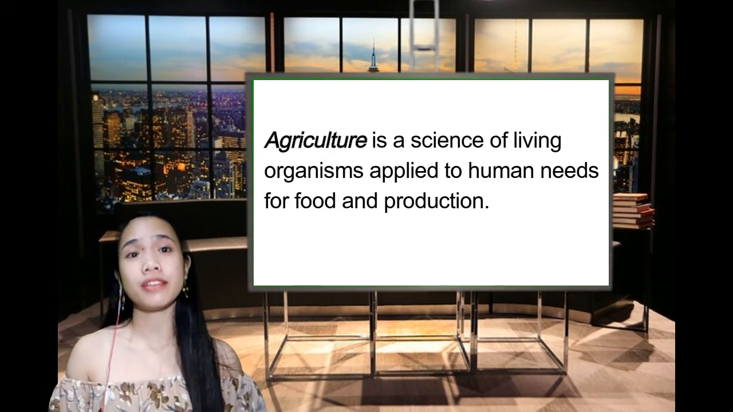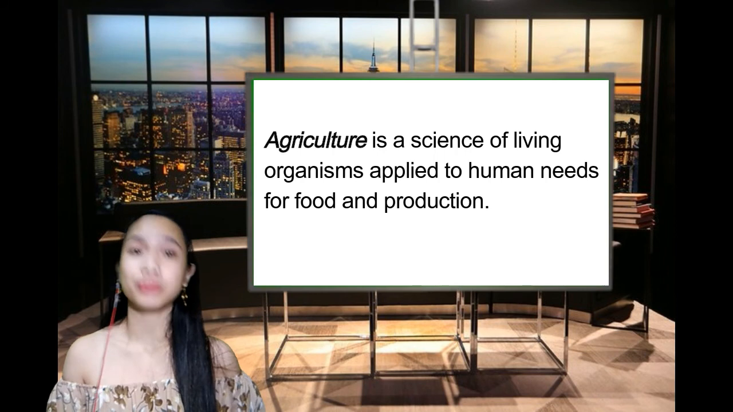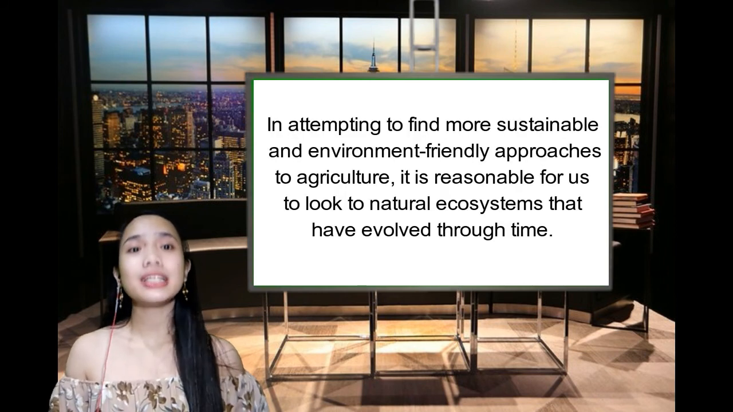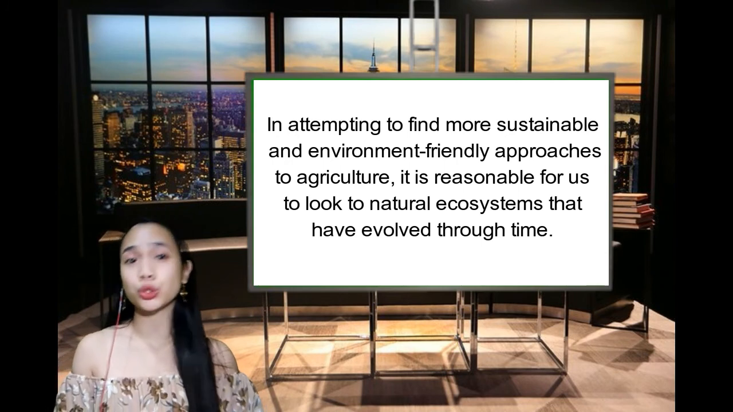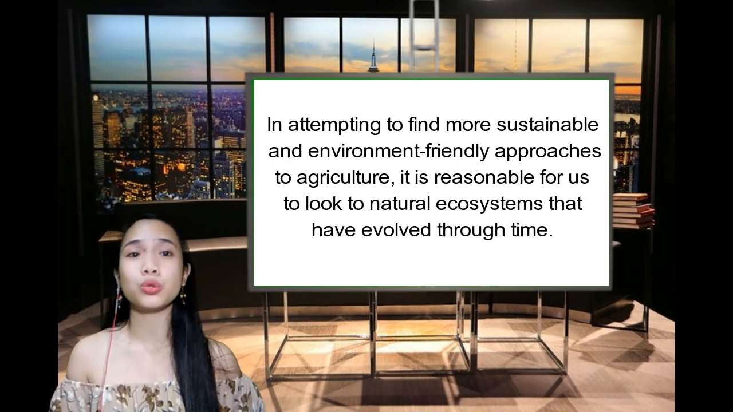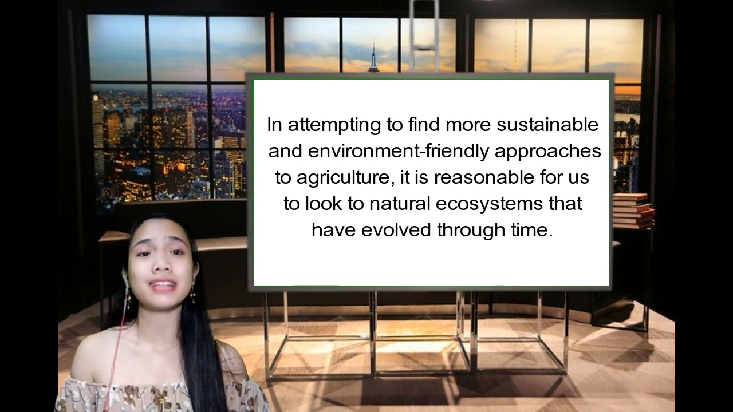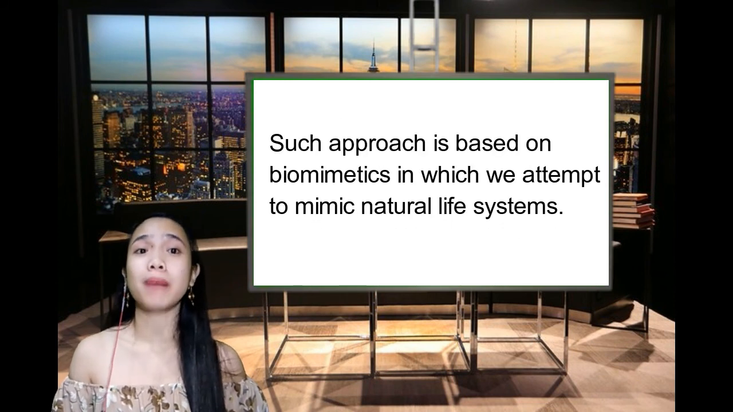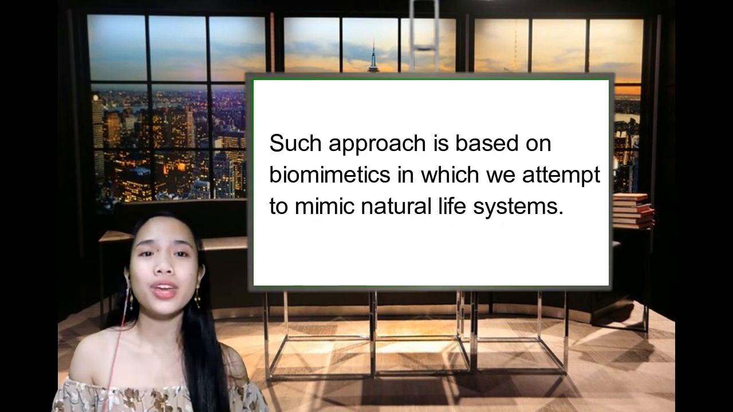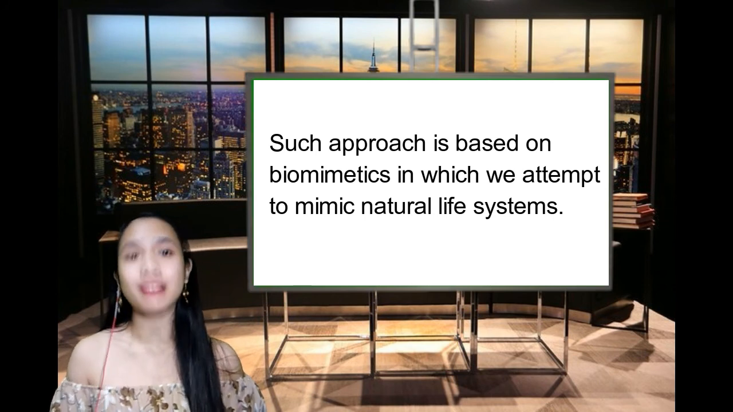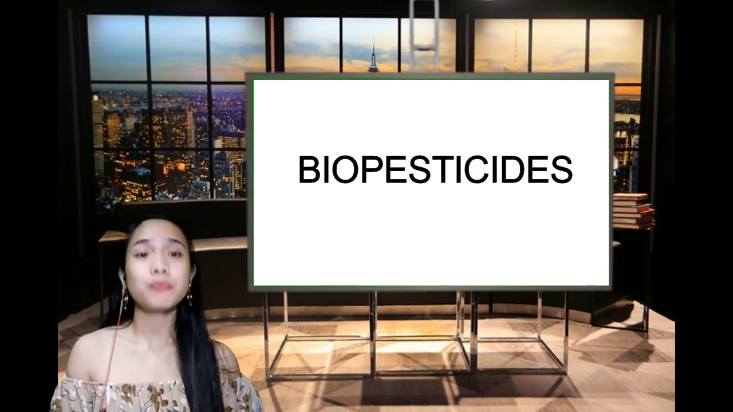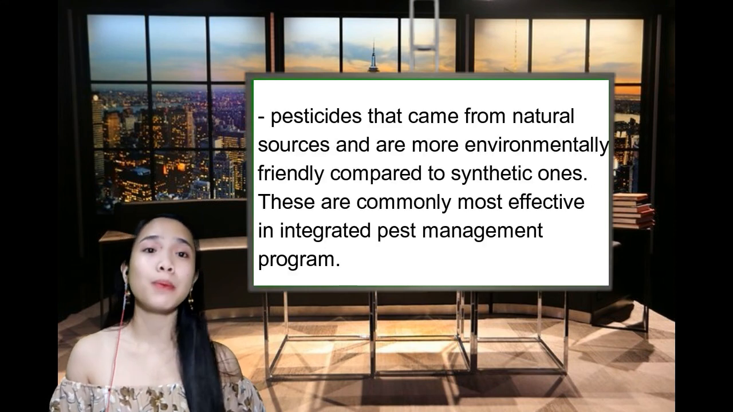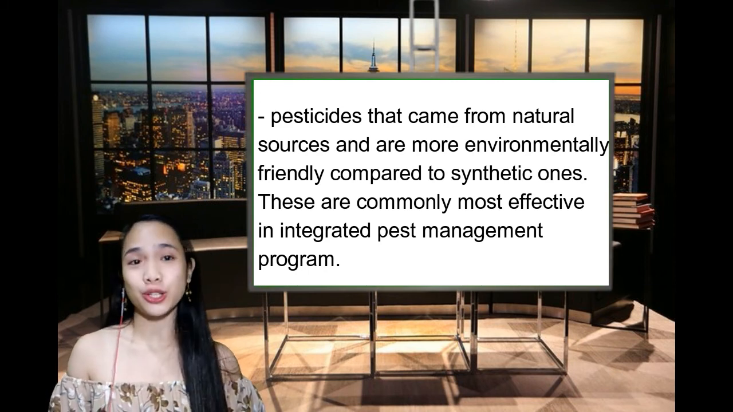Agriculture is a science of living organisms applied to human needs for food and production. So, in an attempt to find more sustainable and environment-friendly approaches to agriculture, it is wise for us to look to natural ecosystems that have evolved through the longest time. Such approach is actually based on biomimetics, in which we attempt to mimic natural life systems. With that approach, we actually came up with biopesticides, which are the pesticides that came from natural sources.